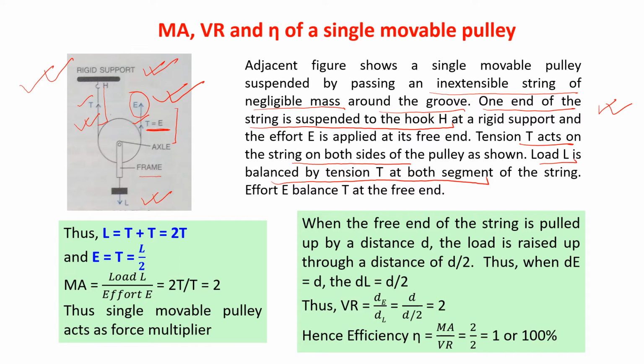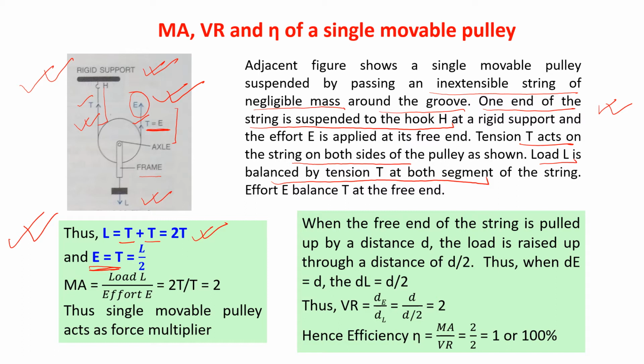As I told you, the load is balanced by tension T at both segments of the string, and the effort E is balanced by T at its free end. I have already shown it to you. Now come here. Load is balanced by T plus T. In both the segments the tension is there, and the load is balanced by the tension on both the segments. That is 2T. So load is equal to 2T, and effort is equal to only 1T.